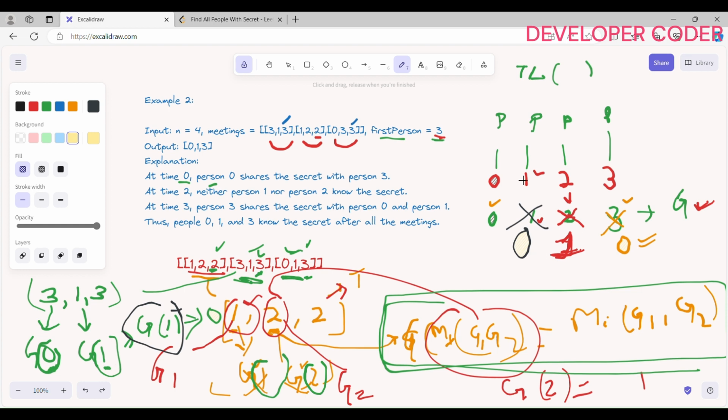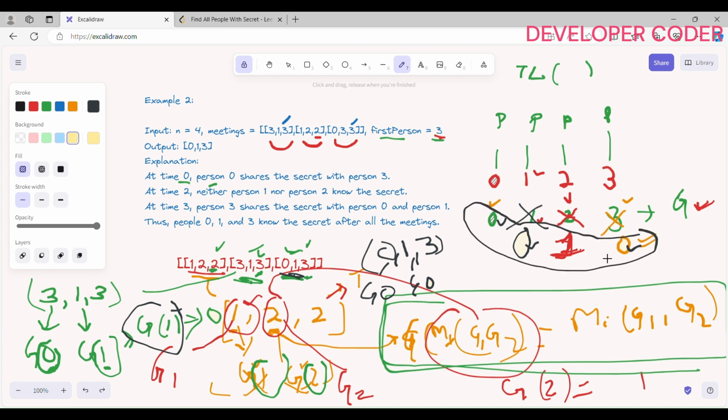So now what has happened here? Since 0 told the secret to 3, and 3 and 1 have a meeting, now all of these are in one group, 0 0 0, all of them in one group. This is done. So now after that this meeting is going to be conducted, 0 1 3, later on. So this 0 is in group G0, and this 1 is also in group G0 right now. So here we are not going to update anything, because G0 is equal to 0 only. So these are going to be my final groups.